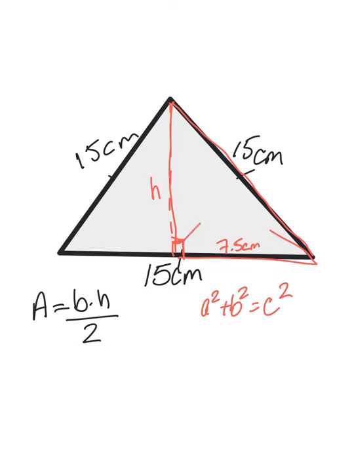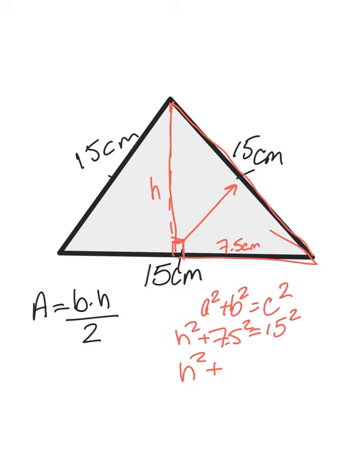C squared, I go across from the right angle, that's going to be 15. So that's 15 squared equals. A and B are my legs, which are h squared and 7.5 squared. All right. I don't know h squared, so that stays h squared, plus 7.5 squared.